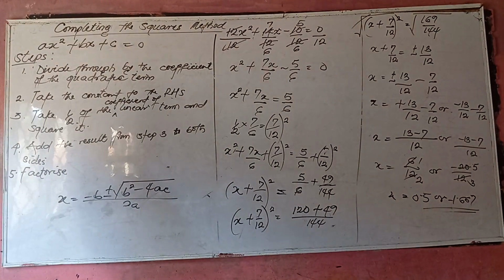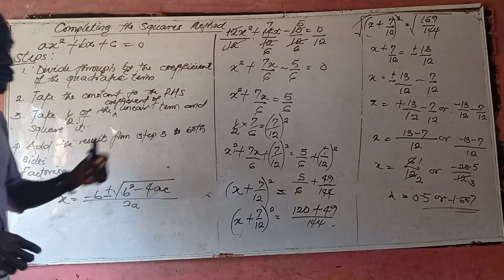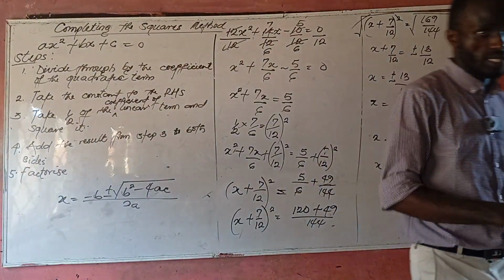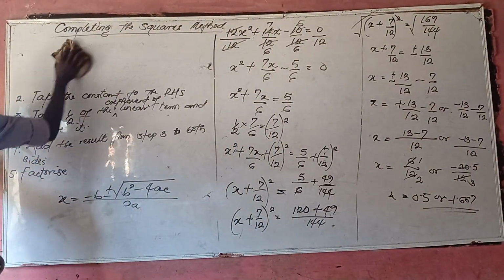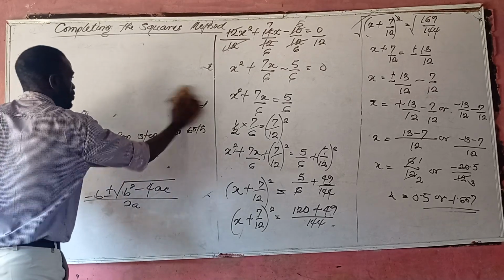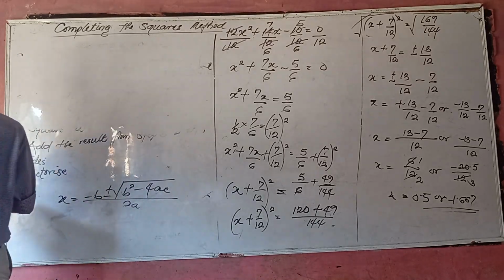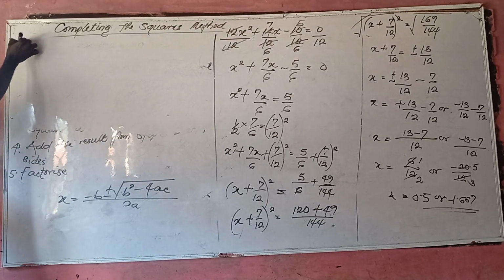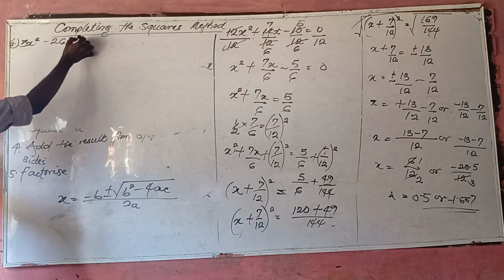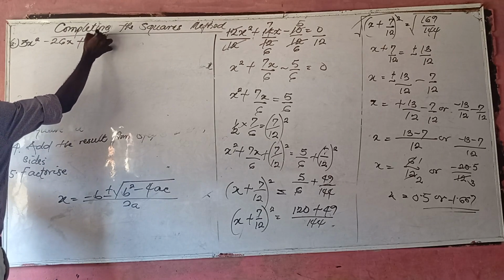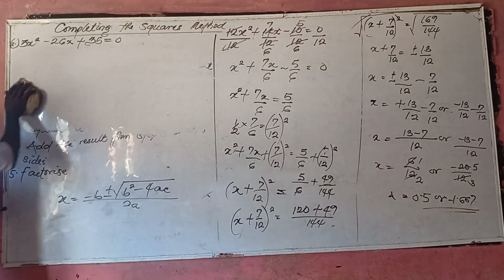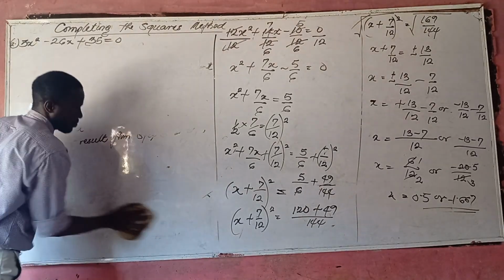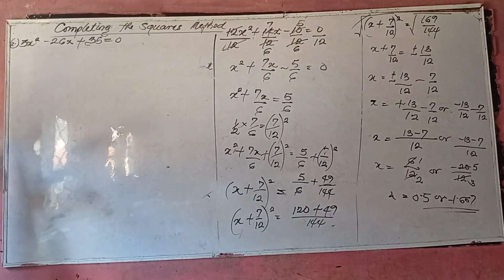I'm going to clean the step now and solve one more question. So you have to follow me as I do it. Give me one more question. 3x squared minus 26x plus 35. Alright, let's do it.